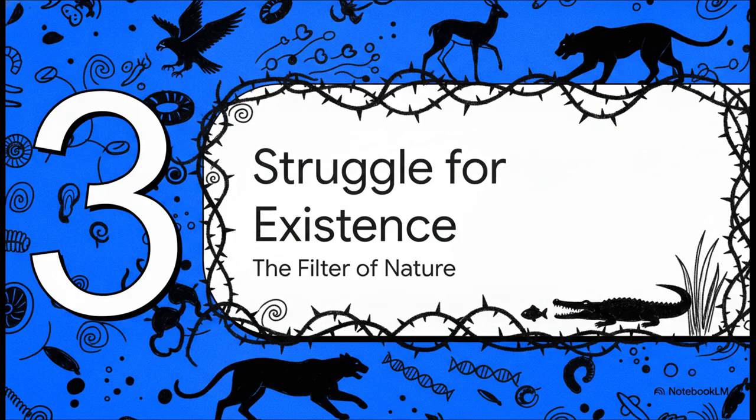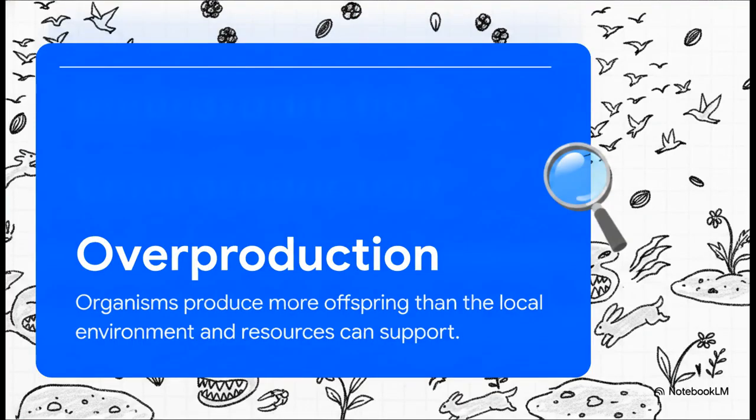Which brings us to Section 3, the struggle for existence. Now things get a little brutal here, because the actual engine for evolutionary change is intensely competitive. It all starts with a very simple biological condition known as overproduction. This happens when organisms produce significantly more offspring than the local environment and its limited resources can possibly support. It's just basic math, really. If you've got 100 seeds and 1,000 hungry birds, well, 900 birds are going to starve.